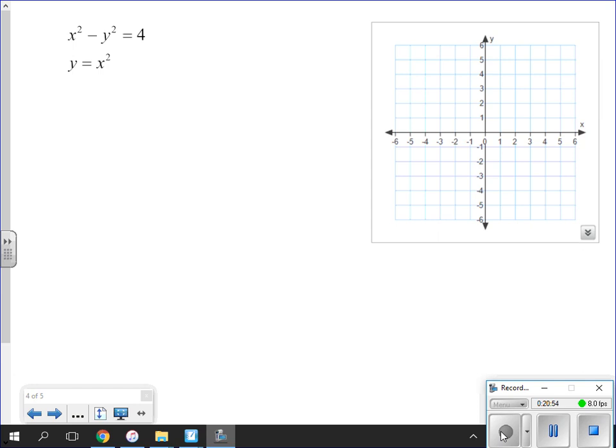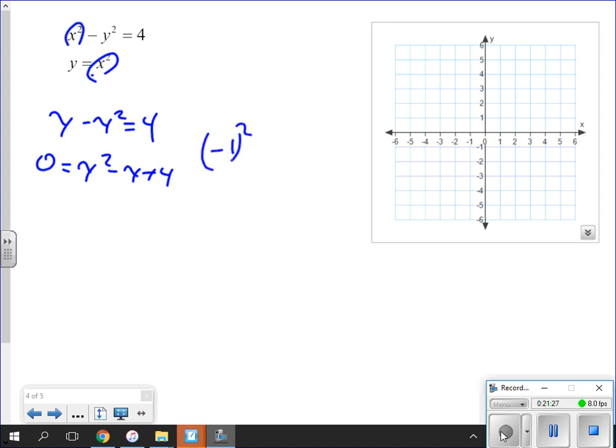So, easy substitution. X squared equals y. Take x squared, replace with y. Y minus y squared is equal to 4. 0 equals y squared minus y plus 4. It's not factorable. And if you put it into your calculator or try to do the quadratic formula, it doesn't work either. Remember our good friend, the discriminant? B squared minus 4ac. So negative 1 squared minus 4 times 1 times 4 gives me negative 15, which means I have no real solution.